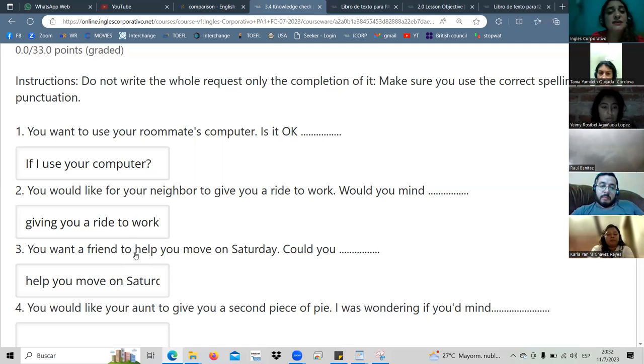You can say help me to move, or help you to move, or just help you move. Either or. In this case, that's an exception. It's not necessary to put the ing, but you're right, Carla. In most cases, we normally use the ing when we have two verbs together. Yes, Eva. In the second and third, there is a mistake. The second one is give me.